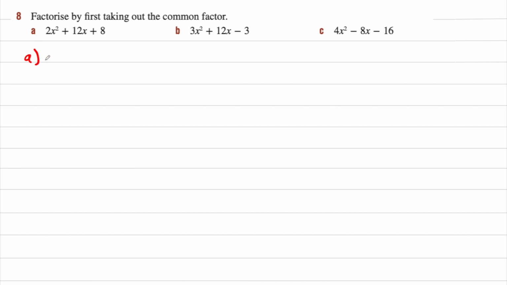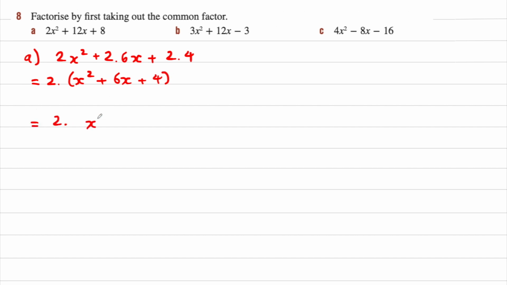I will take a common factor outside of the 3 terms in the quadratic expression, to change the coefficient of x squared to 1. For example, for question A, you have 2x squared plus 2 times 6x plus 2 times 4. After this, you have 2 as the common factor, so I will take it outside the bracket. Inside, you have x squared plus 6x plus 4. Then go on to the next step, completing the square.